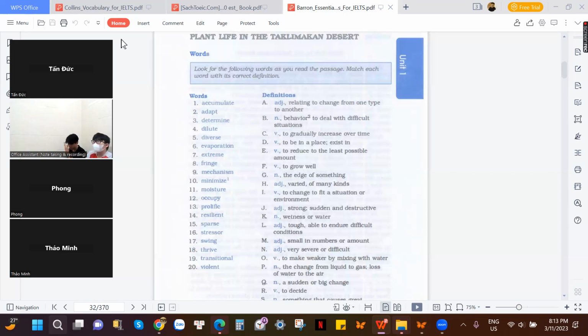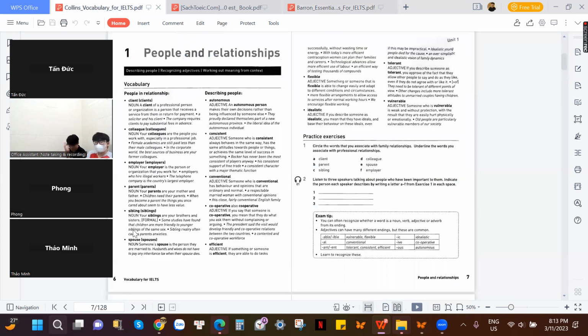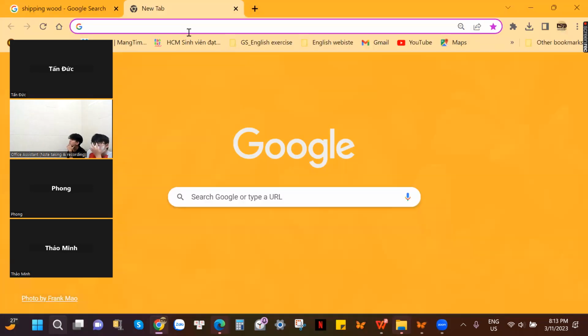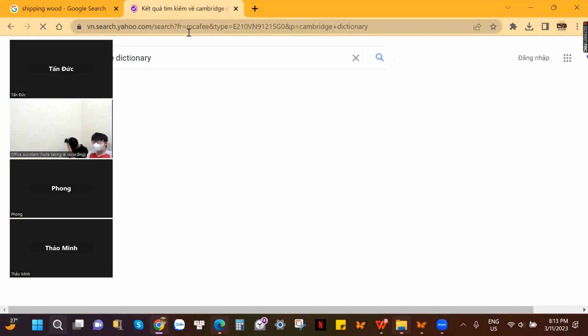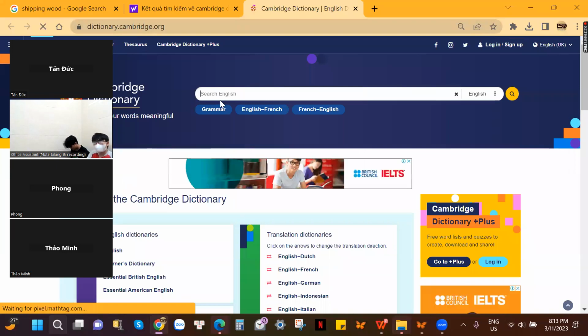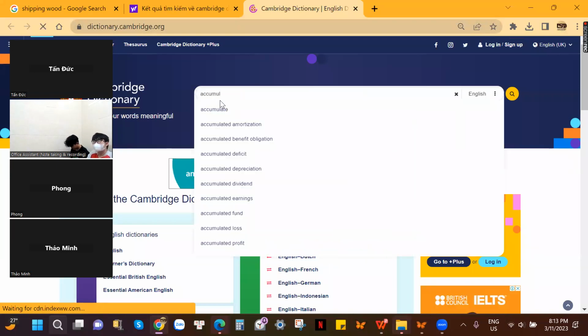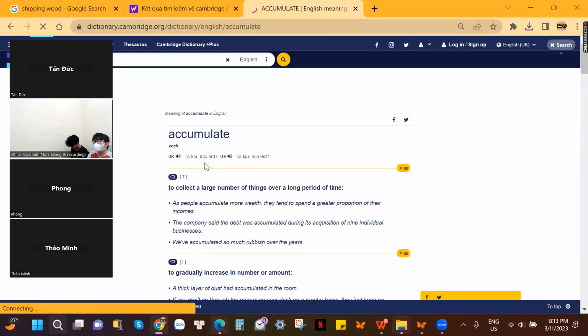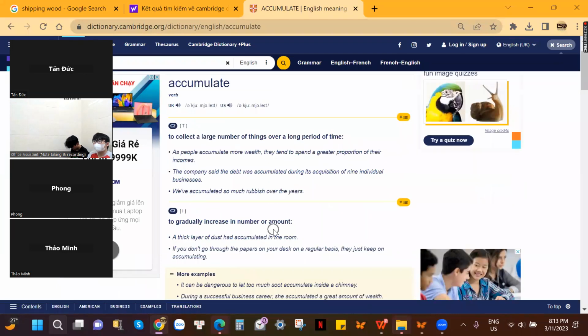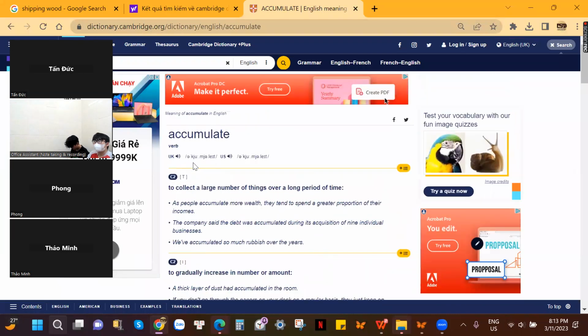And as you know, I love to help you guys use the Cambridge Dictionary. So whenever we study together, I am going to use the Cambridge Dictionary with you, to help you feel like everything is going to be Cambridge, everything is going to be dictionary first. Here, accumulate. It's an action verb. It means collect and gradually increase in number and amount. Collect. Okay, so let's practice this word.